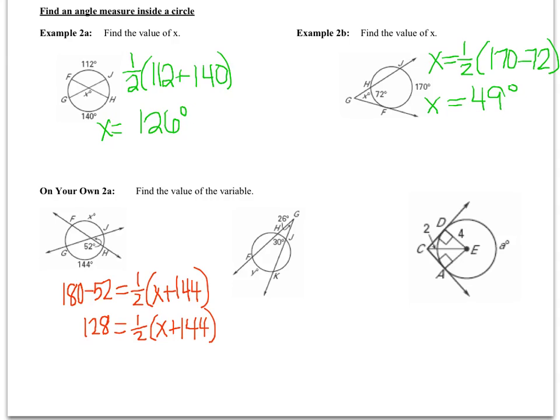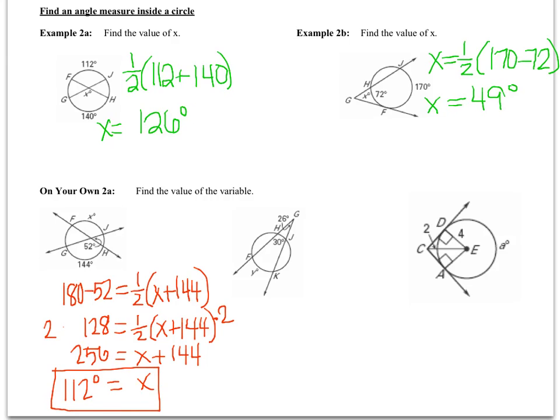So to undo the 1/2 times, I'm going to multiply both sides by 2. So I have 256 equals x plus 144. Subtracting 144 from both sides, I'll find that x equals 112 degrees. So for that one, we had to look at what we knew. We knew these two arcs, so we needed to have one of these two angles. Knowing that this adds up to 180, I was able to find the angle I needed as being 128.